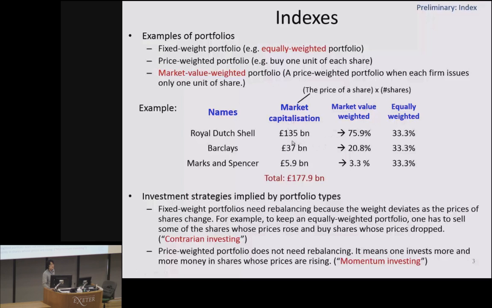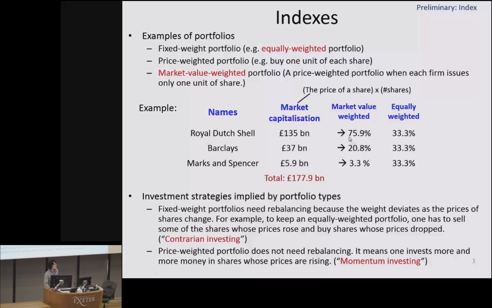And suppose that's 135 billion pounds for Dutch Shell, and 37 billion pounds for Barclays, and 5.9 billion pounds for Marks and Spencer today. So Dutch Shell is a much larger company than Marks and Spencer. So the total of these 3 companies' market capitalization is 177.9 billion pounds. Which means that Dutch Shell accounts for 75.9%, Barclays accounts for 20.8%, and Marks and Spencer accounts for 3.3%. For the market value weighted portfolio or market cap weighted portfolio, these are your portfolio weights.